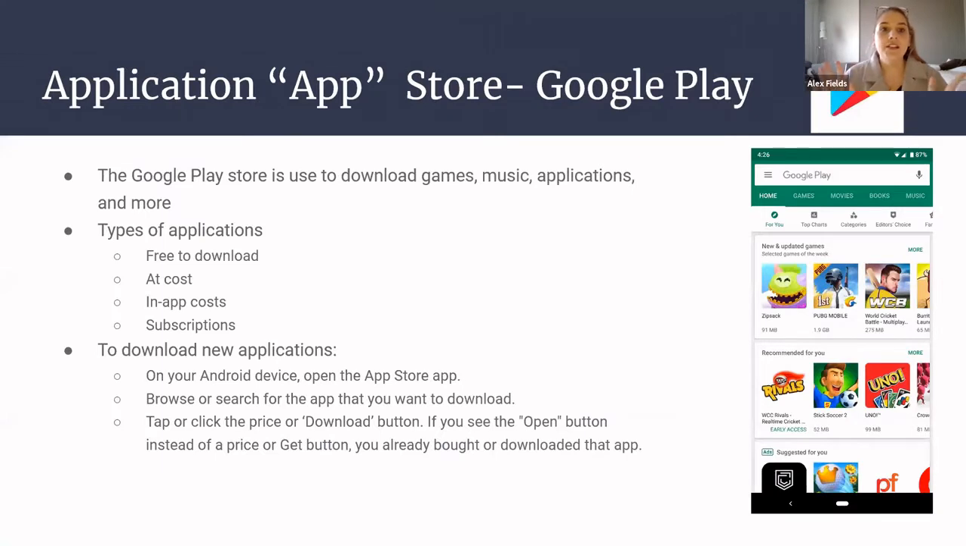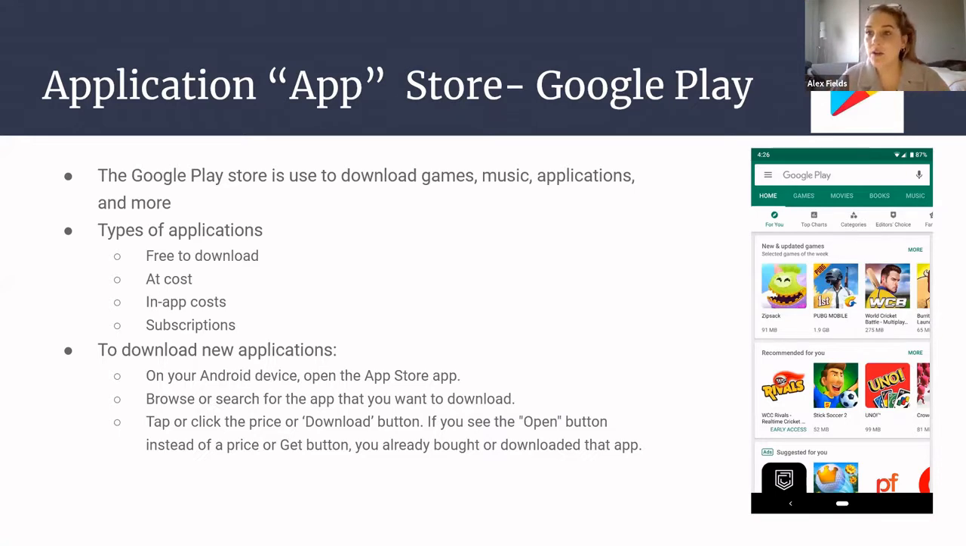Okay, so let's begin with the App Store. On Android devices, the App Store is called the Google Play Store. The Google Play Store is used to download apps, games, music, and more. And there are a lot of different types of applications. Right, so we have free to download applications, at cost applications, in-app cost applications, and subscriptions.